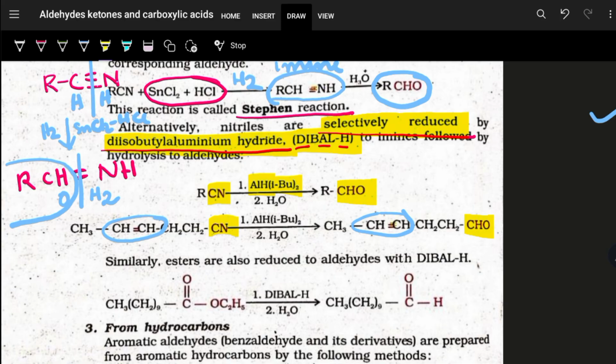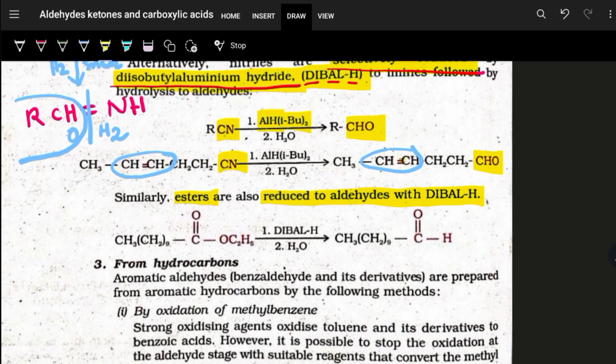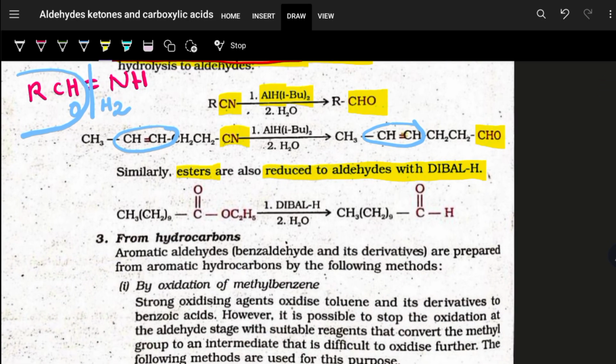Similarly, esters are also reduced. Esters are not reduced by sodium borohydride, we have seen this. But esters are reduced to aldehyde with diisobutyl aluminium hydride. This ester linkage is getting reduced selectively to aldehyde by the action of diisobutyl aluminium hydride followed by hydrolysis.